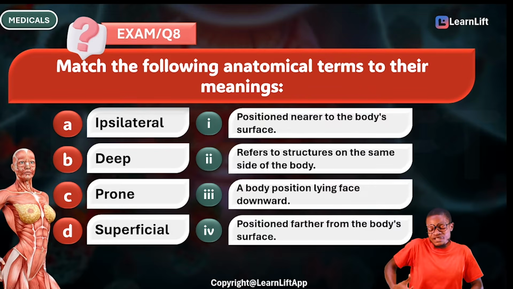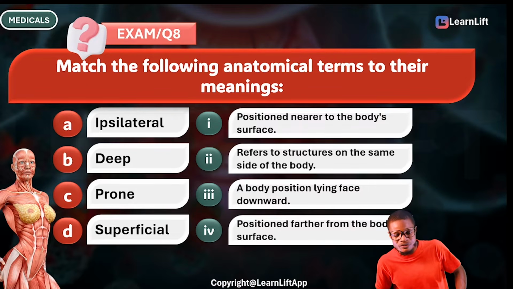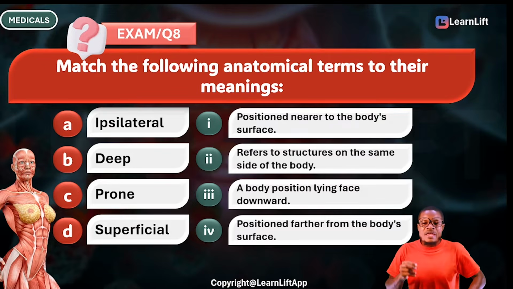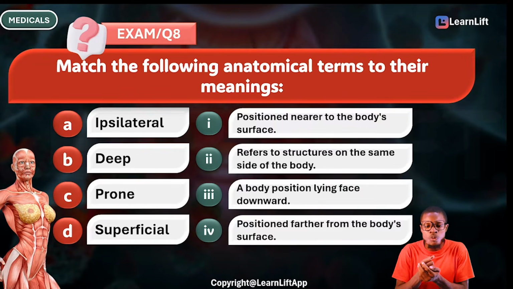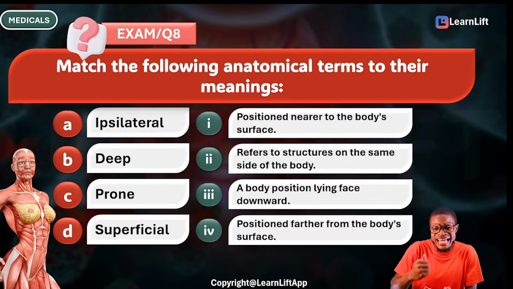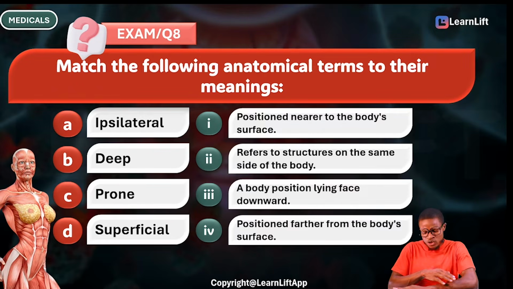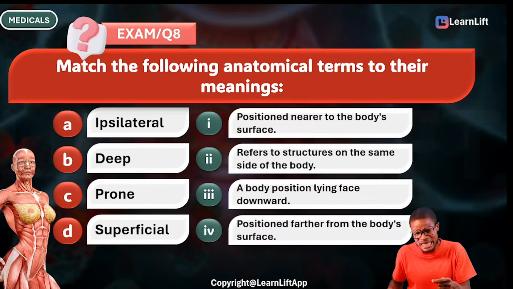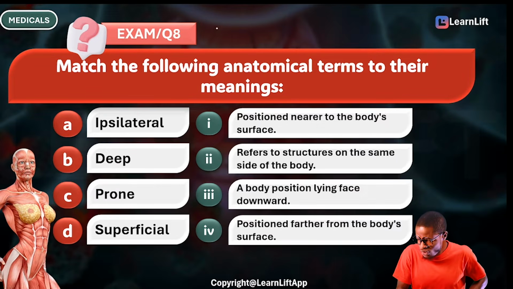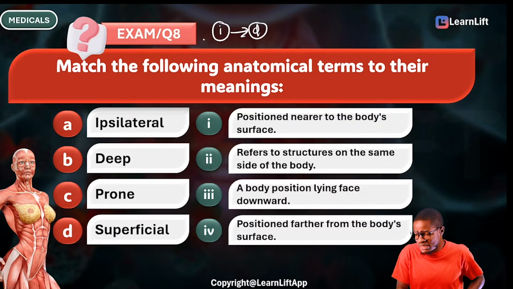Anytime you hear the word ipsilateral, pause the class and ensure you match them first before you continue. Anywhere you hear the word ipsilateral, what will come into your mind? Ipsilateral means they are on the same side of the body. Contralateral means they are on opposite sides of the body. Okay, let's go gradually. The first option there, option 1, says position nearer to the body surface. Anything that is positioned nearer to the body surface is superficial. That means 1 will correspond directly with your D. That's the first one, correct.